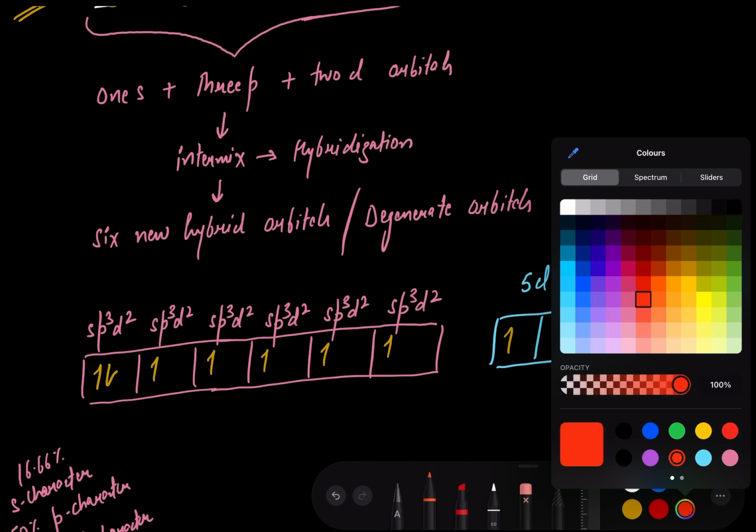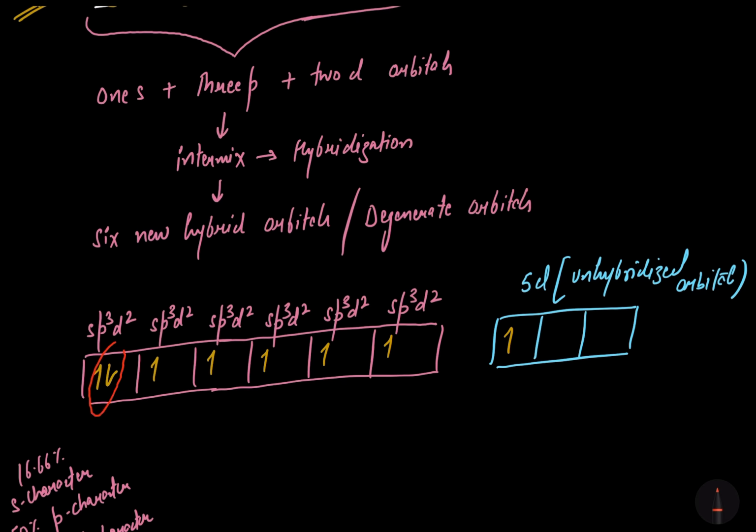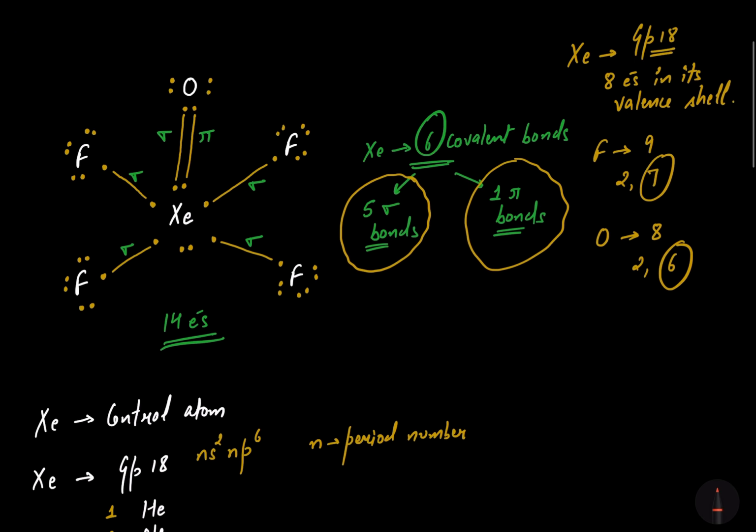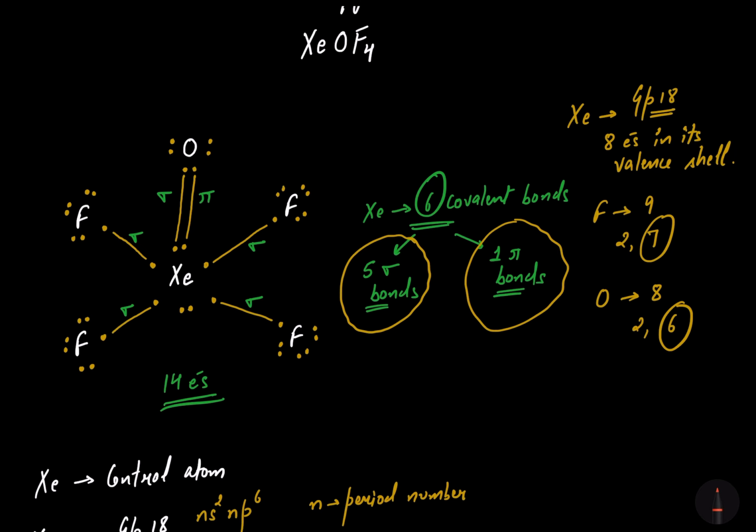Whenever any hybrid orbital has 2 electrons, then those 2 electrons are termed a lone pair of electrons. That's a lone pair of electrons. Let's come back to the Lewis structure. In the Lewis structure, we have this lone pair of electrons which is present in one of the sp3d2 hybrid orbitals.